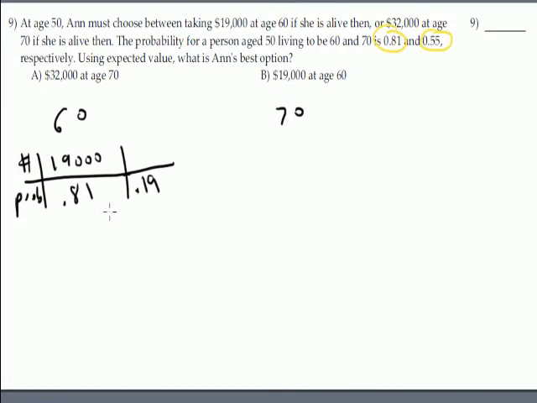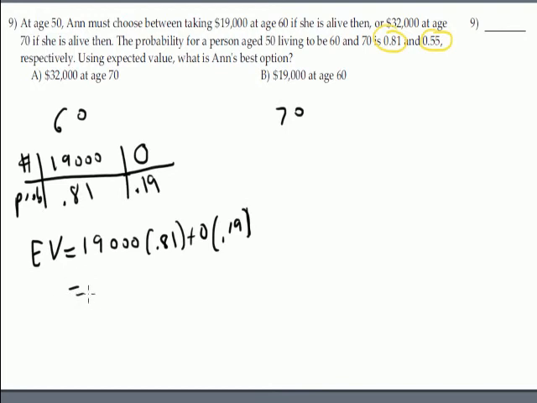And if she didn't live to age 60 from the problem, it looks like she's not earning anything, so we're going to put a 0 there. That seems to be what's going on. And we're going to end up comparing expected values in these problems. So finding the expected value here, we're going to get 19,000 times 0.81 plus 0 times who cares what. It's still 0. I'll plug this into Excel off to the side: 19,000 times 0.81 with an equal sign in the front is about $15,390 or so.